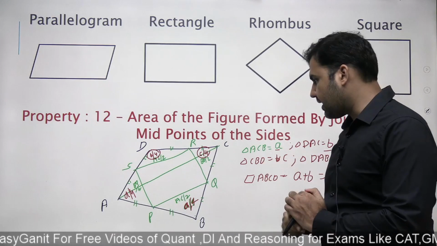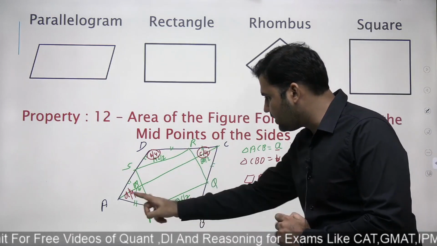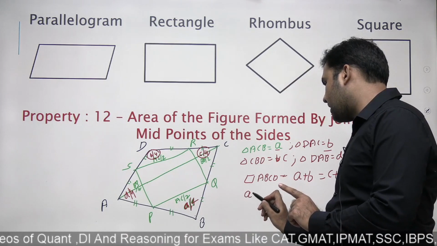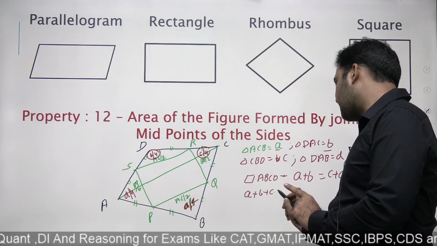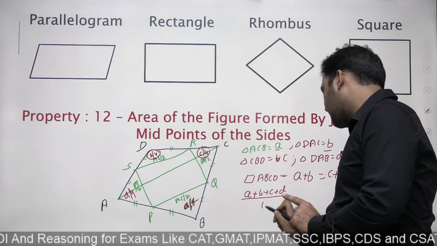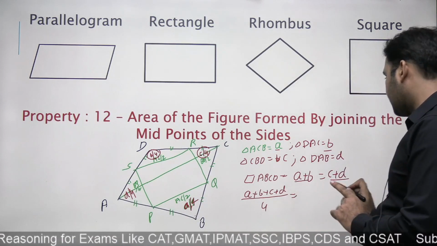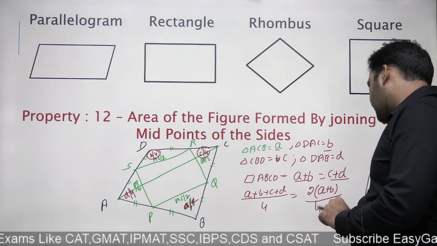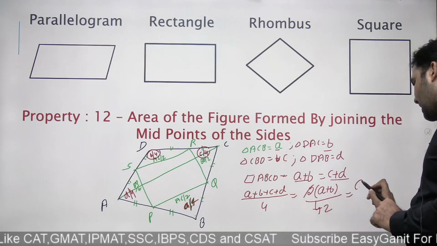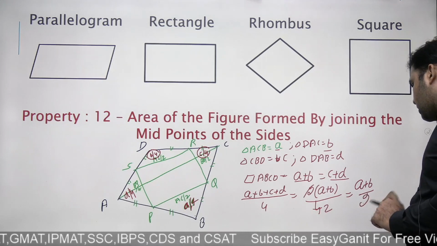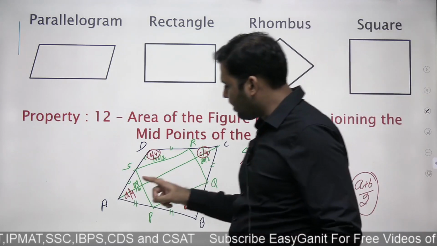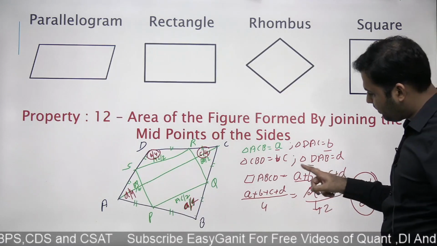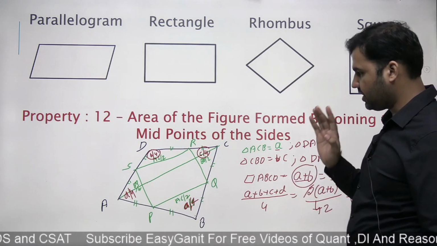Now, if I add the area of these 4 corner triangles, the corner triangles will have the area of A plus B plus C plus D upon 4. And because A plus B is the same as C plus D, can I say this is 2 times A plus B upon 4? This can cancel on 2, so this is A plus B upon 2. So we get to know that the 4 corner triangles have the area equal to half of A plus B, which is the whole ABCD quadrilateral.